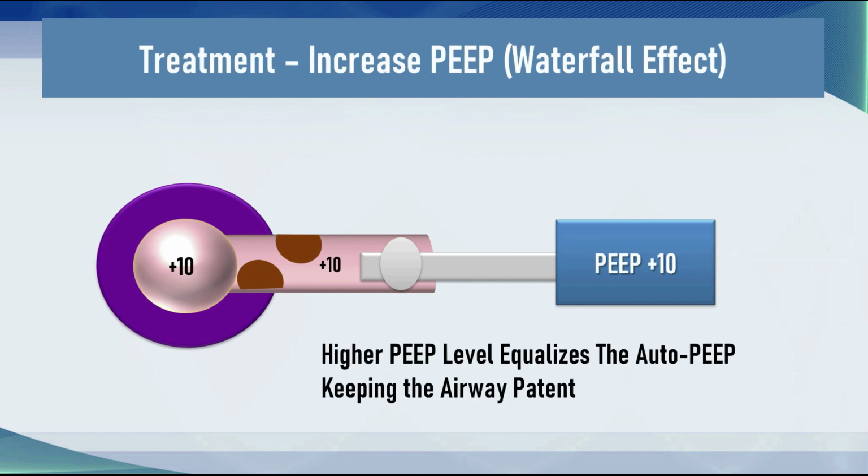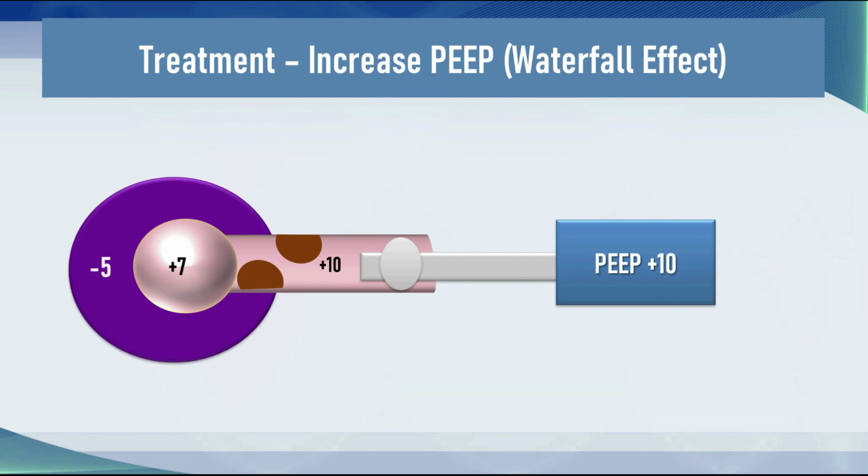The treatment is to increase the PEEP above the Auto-PEEP level. In this example, 10 centimeters of water. This now delivers a column of gas between the ventilator and the alveolus, and everything is now patent. Consequently, when the patient tries to take a breath, they only have to reduce the alveolar pressure a couple of centimeters of water below the level of PEEP to generate a gas flow with normal flow sensitivity.